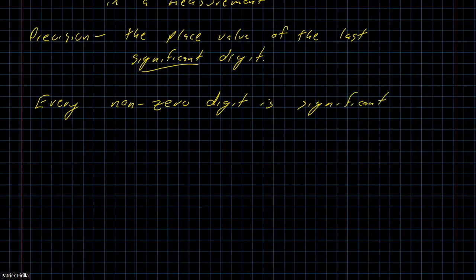The answer is that every non-zero digit is significant, and some zeros are significant. Let's look at a couple of examples to try to make sense of those statements.